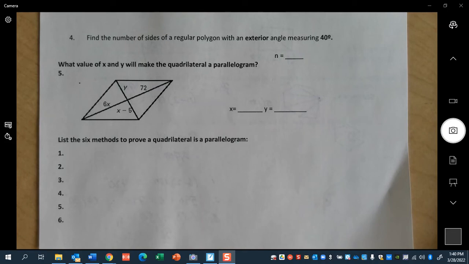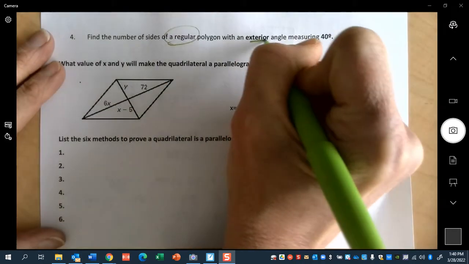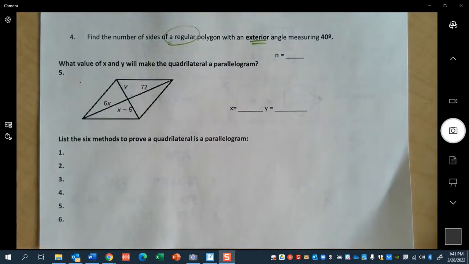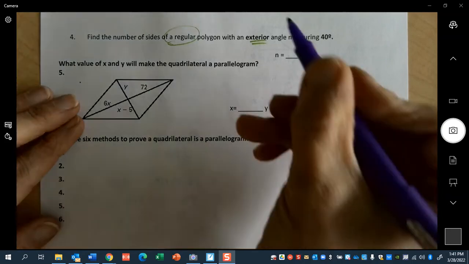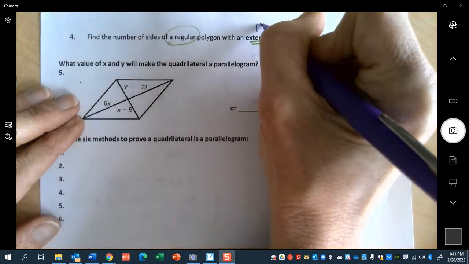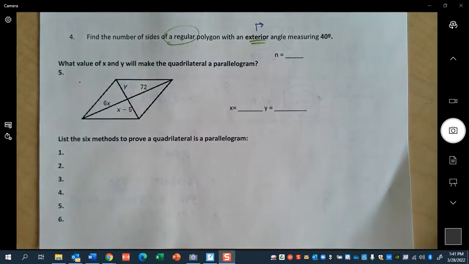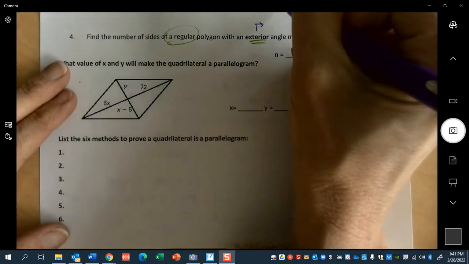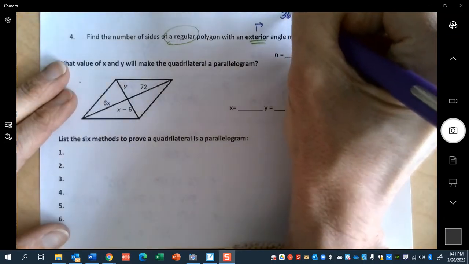All right, so now we have to find the number of sides of a regular polygon with an exterior angle. There's some vocabulary words that we need to make sure we understand and how that changes our conversation. First of all, I know the polygon's regular. Second of all, I'm talking about an exterior angle. So what is the sum of all my exterior angles? 360. So it's always going to be 360.